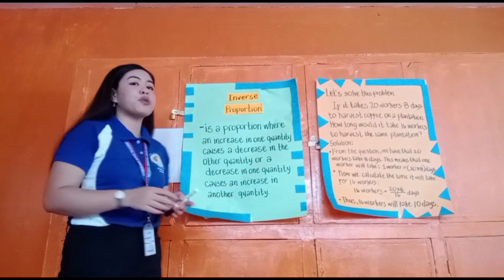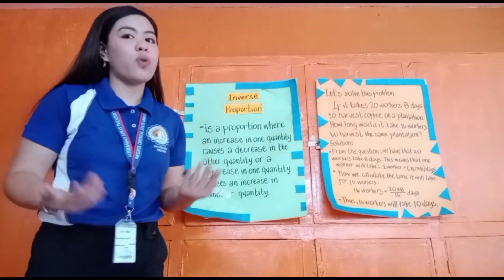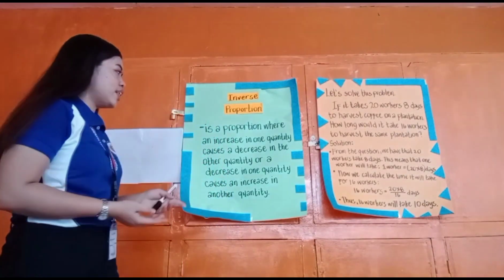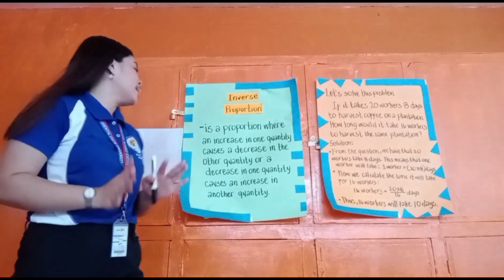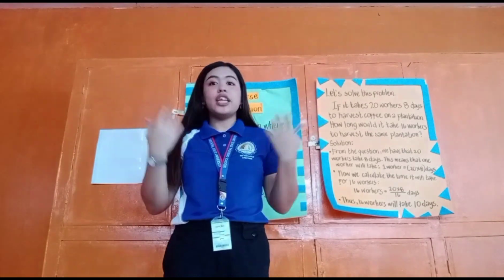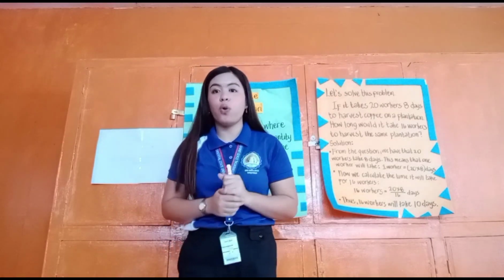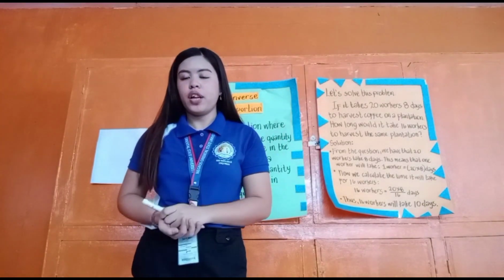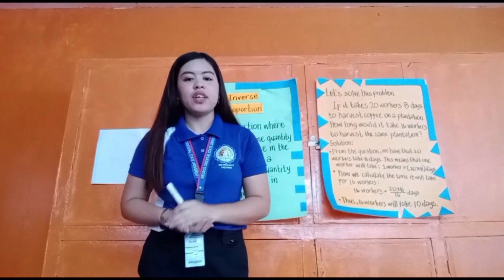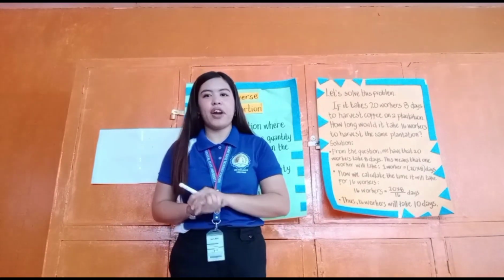Inverse proportion is a proportion where an increase in one quantity causes a decrease in the other quantity, or a decrease in one quantity causes an increase in another quantity. Inverse proportion means opposite. So, if one quantity increases, the other decreases as well. That is why inverse proportion is also called indirect proportion, because it is the opposite of direct proportion. Do you understand? Okay, very good.